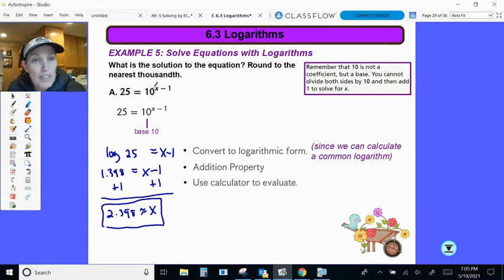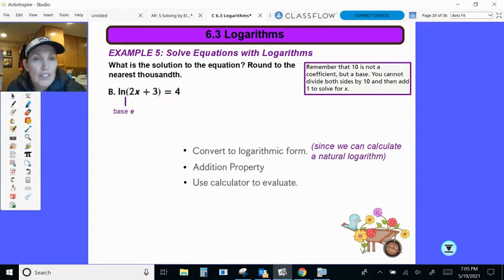Now this has a base of 10, which makes it really easy to use the common log to solve that. Okay, so now this time we actually have a logarithm form. It's a natural logarithm form. So how do we solve for x here?